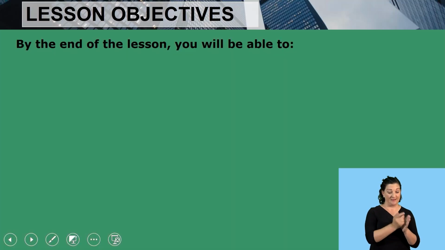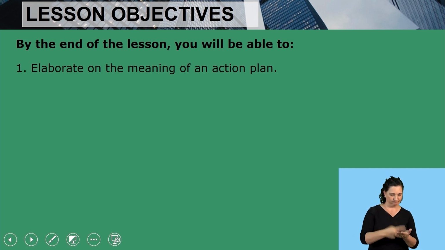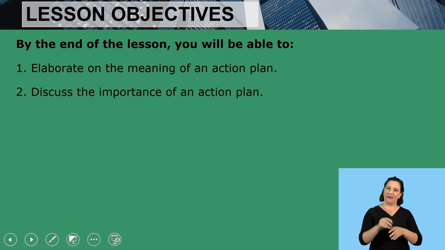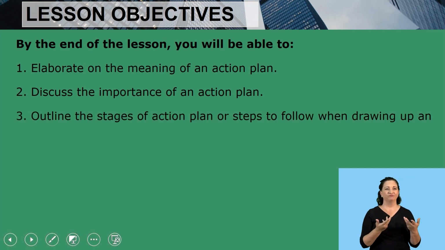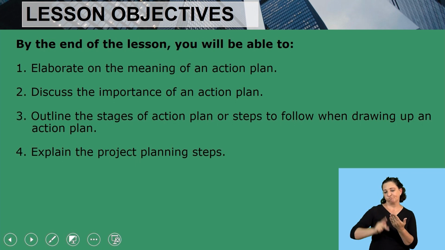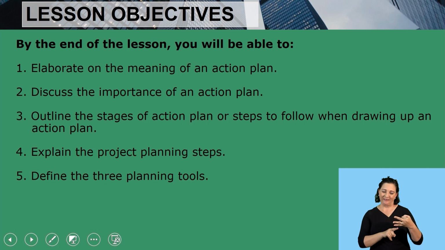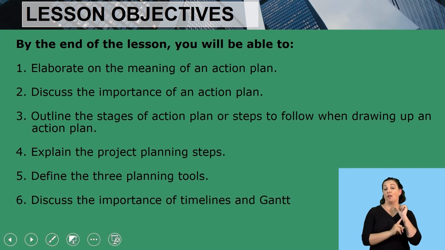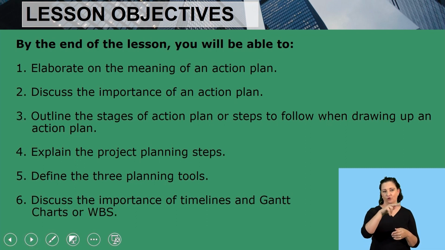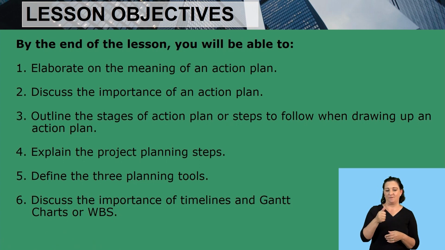Now let us look at the lesson objectives for this lesson. By the end of the lesson, you will be able to elaborate on the meaning of an action plan, discuss the importance of an action plan, and also outline the stages of an action plan or steps to follow when drawing up an action plan. You must also be able to explain the project planning steps and define the 3 planning tools. Then lastly, you will be able to discuss the importance of timelines and Gantt charts or work breakdown structure.